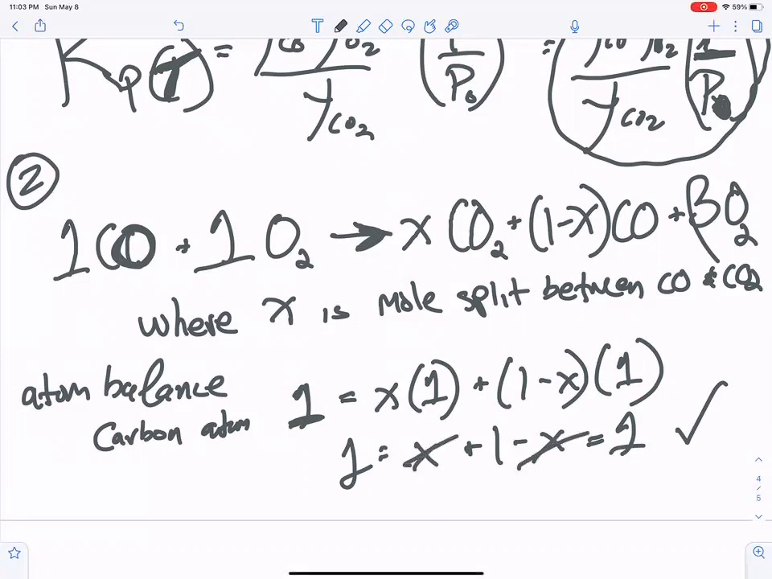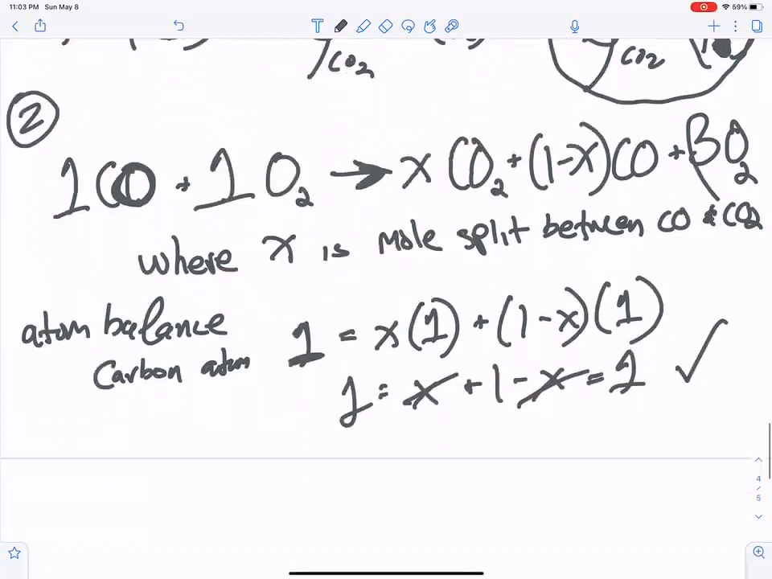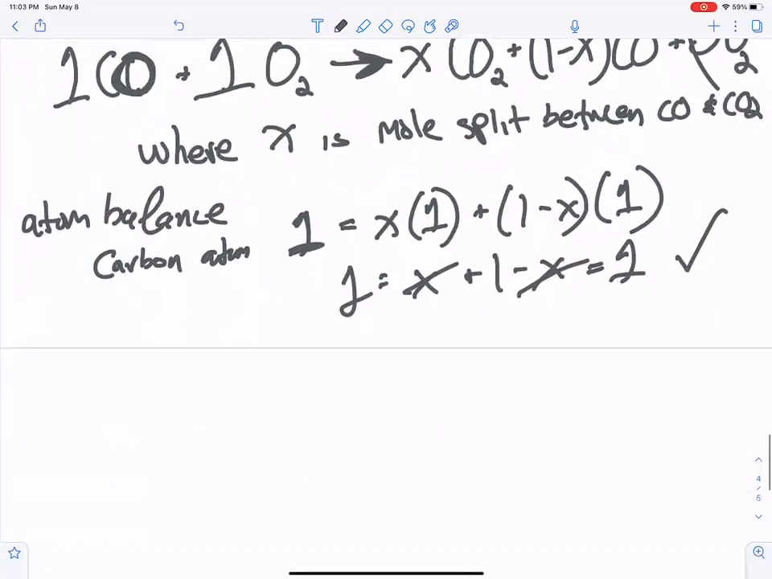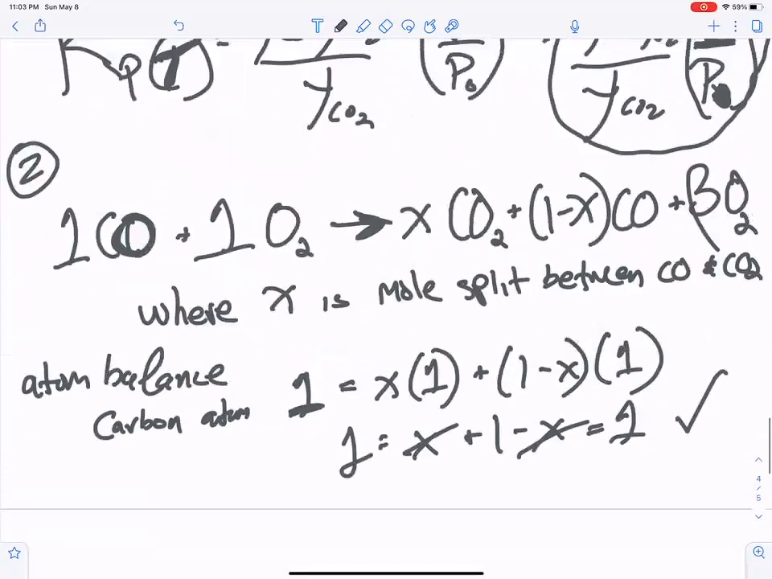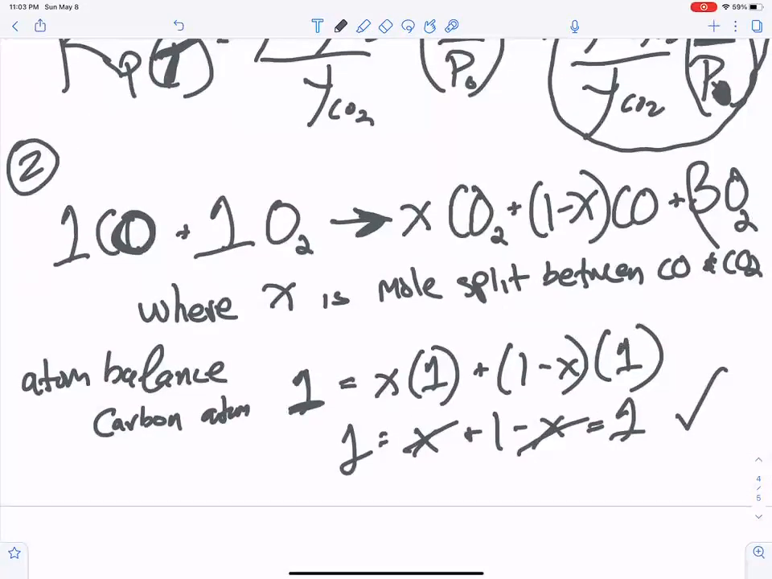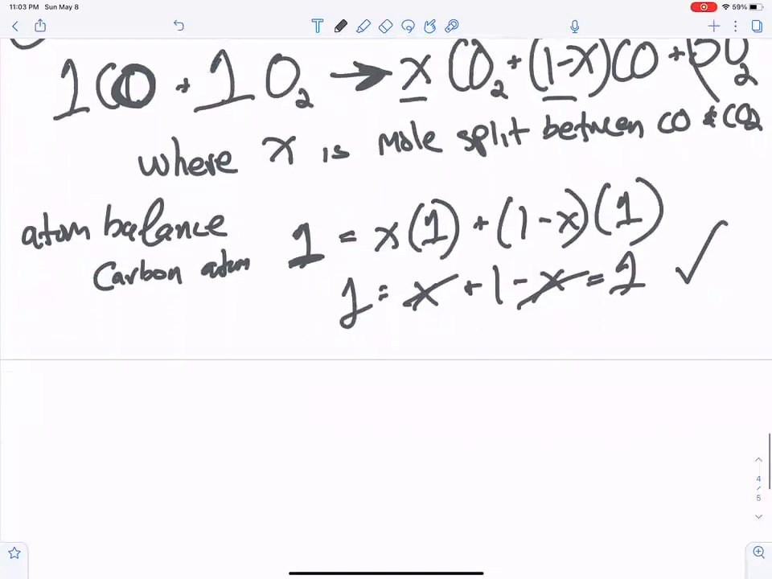That doesn't give us much, but it's nice to verify, because if we had defined this as A, this as gamma or something like that, this carbon balance would have helped to narrow this down. The oxygen balance will help us to narrow down.